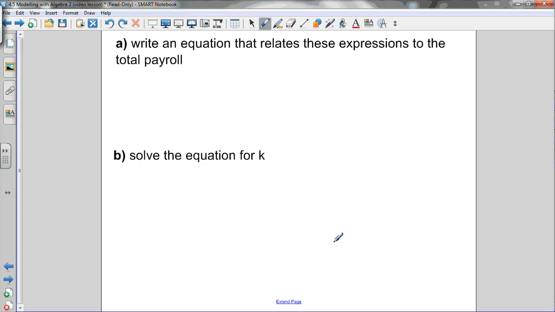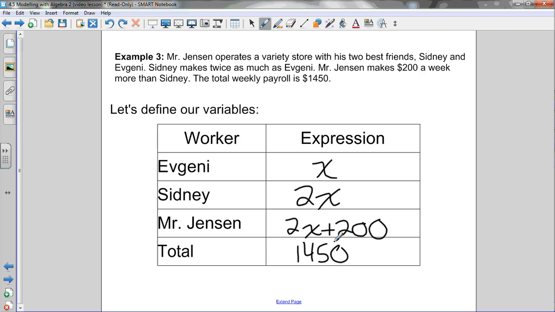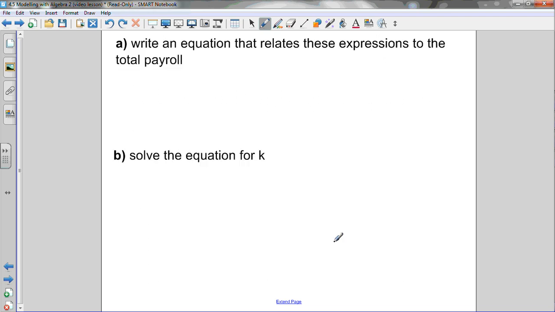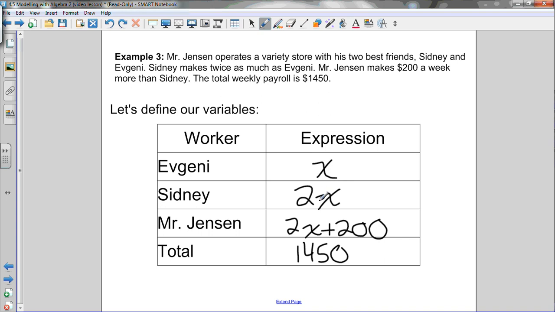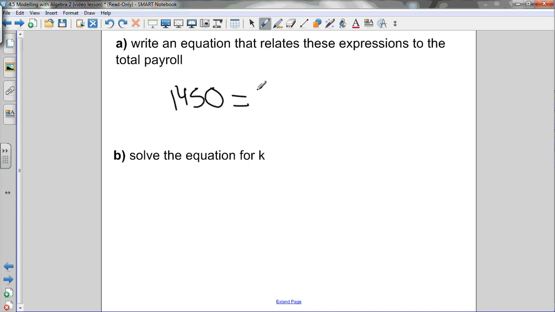So, part A, I need to write an equation that relates these expressions to the total payroll. So I know total payroll is $1,450. And I know that is equal to the sum of these three amounts that are being paid. So x plus 2x plus 2x plus 200. So 1450 equals what Evgeny makes plus what Sydney makes plus what I make. Okay, so the total payroll equals the sum of those three things.